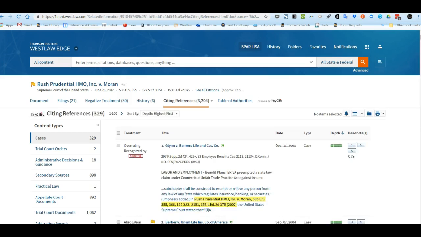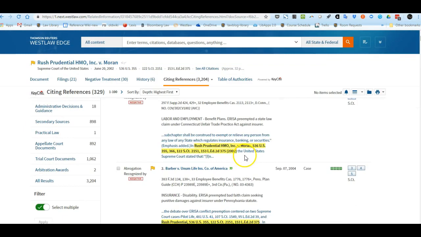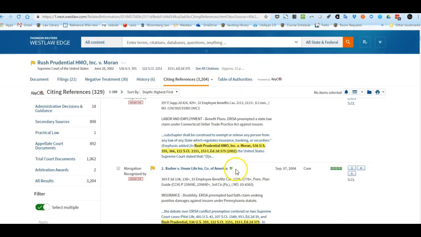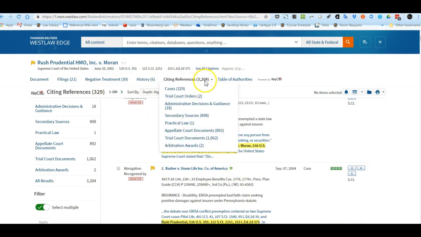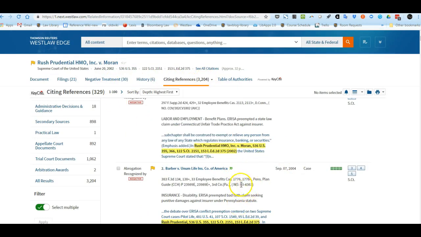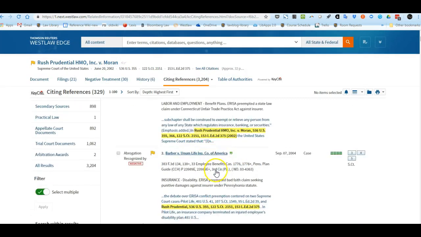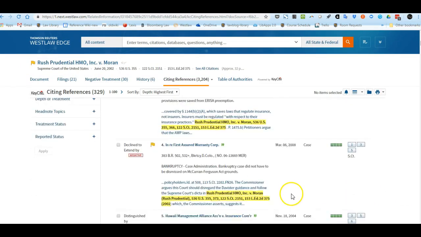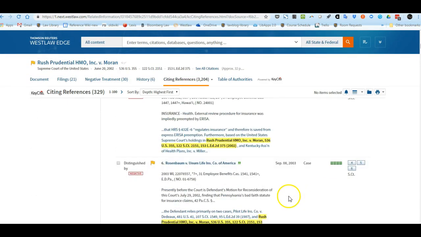And by my filters, we are actually already familiar with them, but to show you. So again, we see our citing references. We've already looked at this list a little bit already. It's actually much longer than the negative treatment. See, 30 versus over 3,000, so we won't see them in the same order. So I don't see that Clay case up so far. So these are all the citing, not just the negative.